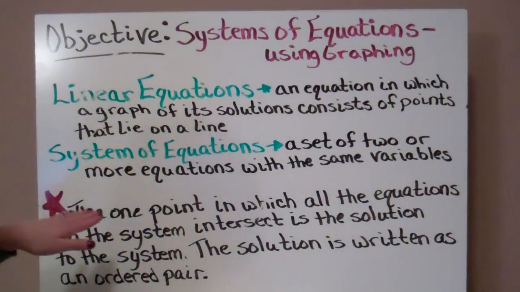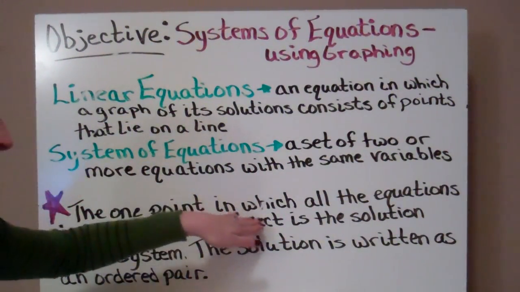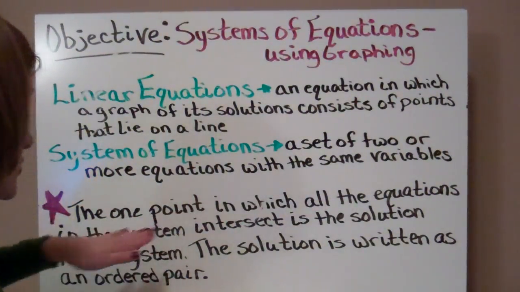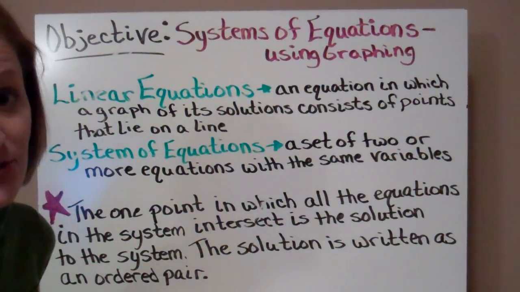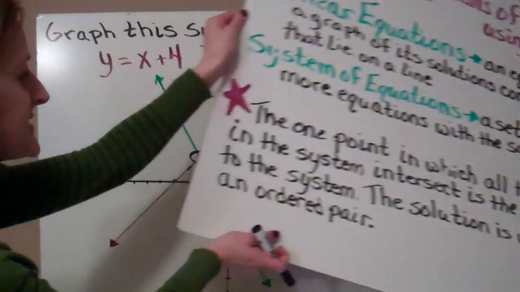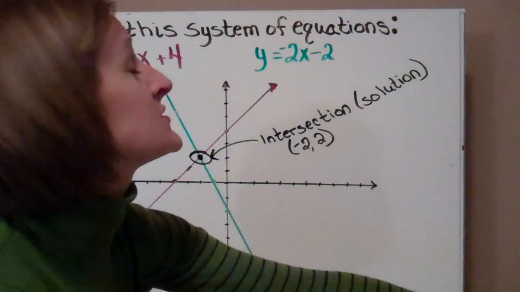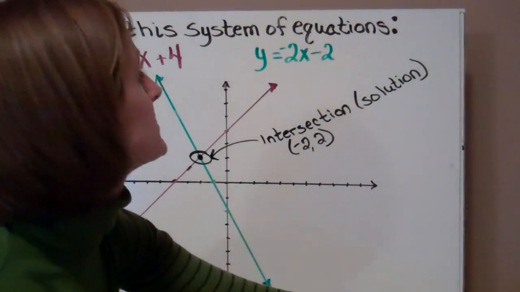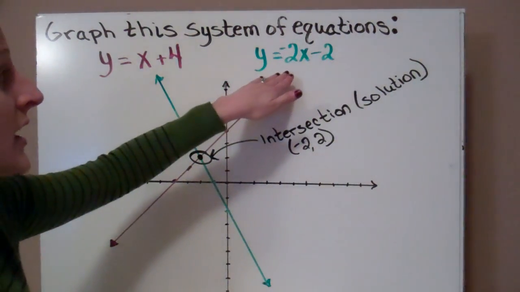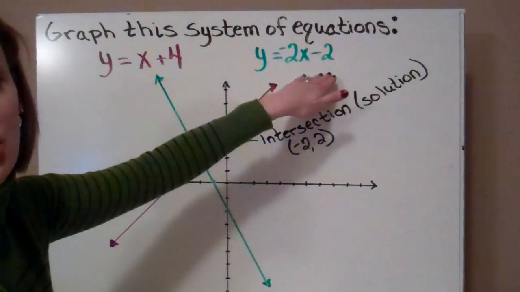equations. The one point at which all the equations in the system intersect is the solution to the system, and we're going to write that solution as an ordered pair. Alright, so let's look at some examples. The first one is graphing the system of equations. So I have y equals x plus 4, and I have y equals negative 2x minus 2.